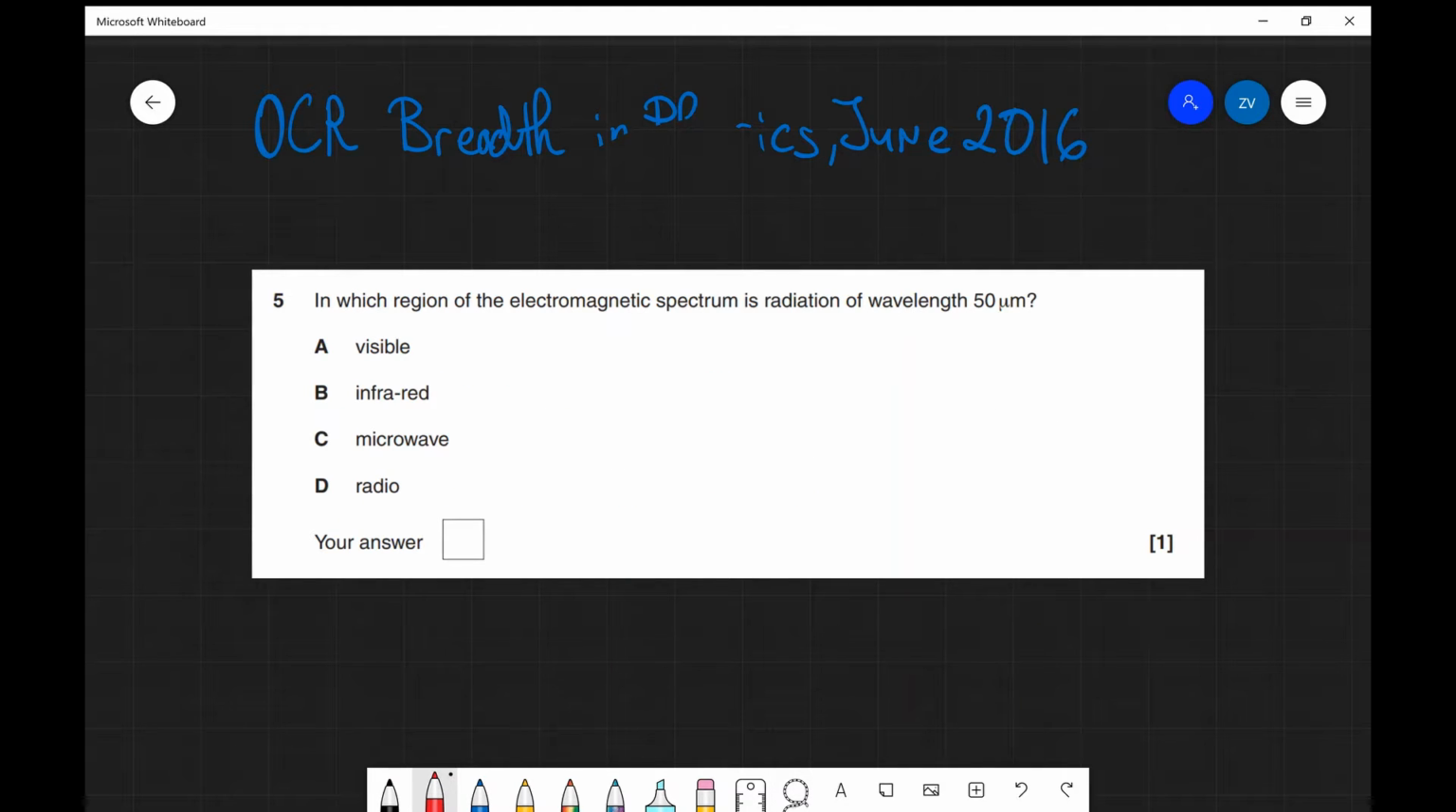Right, question number 5. In which region of the EM spectrum is radiation of wavelength 50 micrometers? Well, 50 micrometers, remember micro stands for 10 to the power of -6, so it is going to be 50 times 10 to the power of -6, which is about 5.0 times 10 to the power of -5 meters. Now this is not visible because visible is somewhere of the order of 10 to the power of -7, which is a few hundred nanometers.